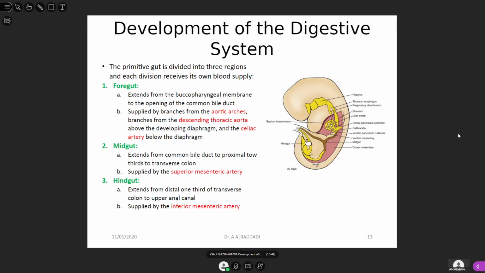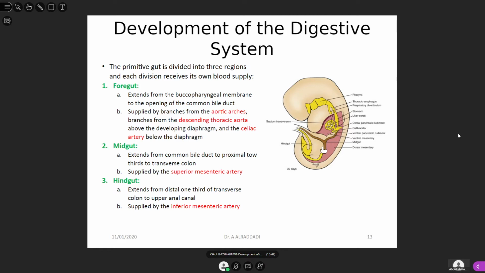The foregut extends from the buccopharyngeal membrane to the opening of the common bile duct, or the upper half of the duodenum. This part, the foregut, is supplied by the aortic arches and branches from the descending thoracic aorta for the esophagus part, or the part above the diaphragm, and by the celiac artery for the part below the diaphragm.